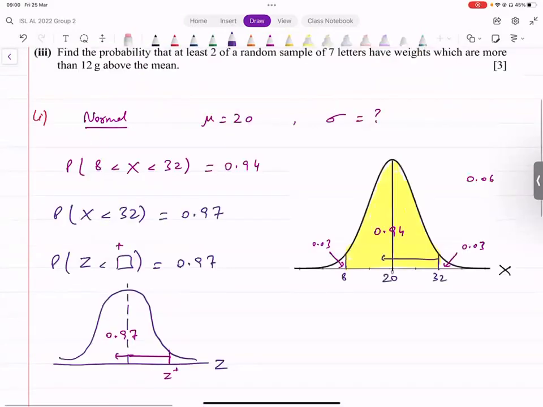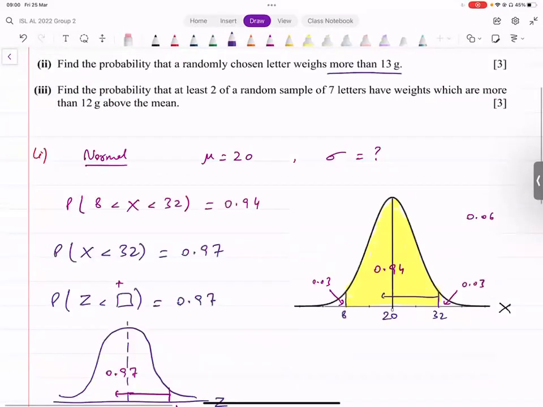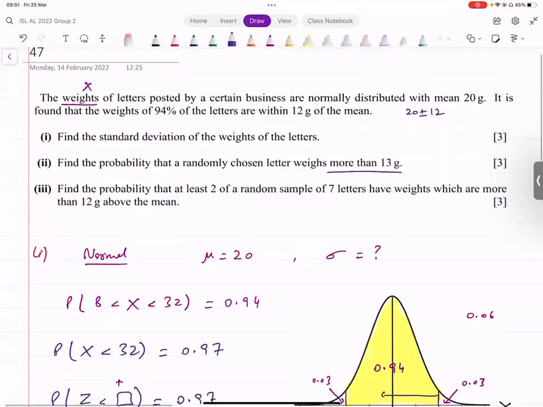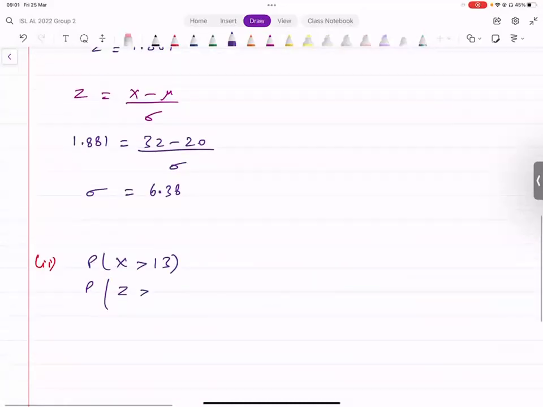Okay, let's move on to the next one. Now it says find the probability that a randomly chosen letter weighs more than 13 grams. अब ये simple आपके पास normal distribution है. Probability of x greater than 13 ये find करनी है. ठीक है, more than 13 grams की probability find करनी है. So क्या करेंगे, सबसे पहले इसको z में convert कर लेंगे. Probability of z greater than 13.